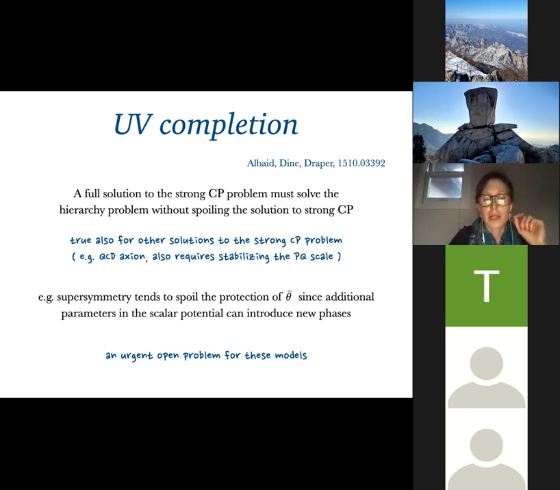It is true though, and this is one of the criticisms that was raised in this paper, that if one tries to supersymmetrize the model that I discussed here, then this typically spoils the solution to the strong CP problem. And this is a perfectly fair criticism. I wish I had something really smart to say about this. I don't. I think building a UV completion to these models that stabilizes the parity breaking scale without spoiling strong CP is certainly one of the most urgent open questions in these theories.